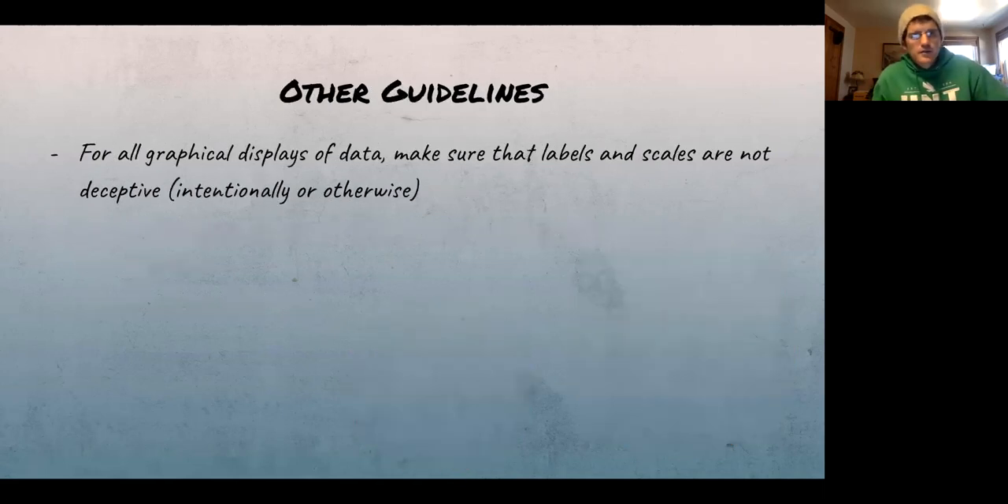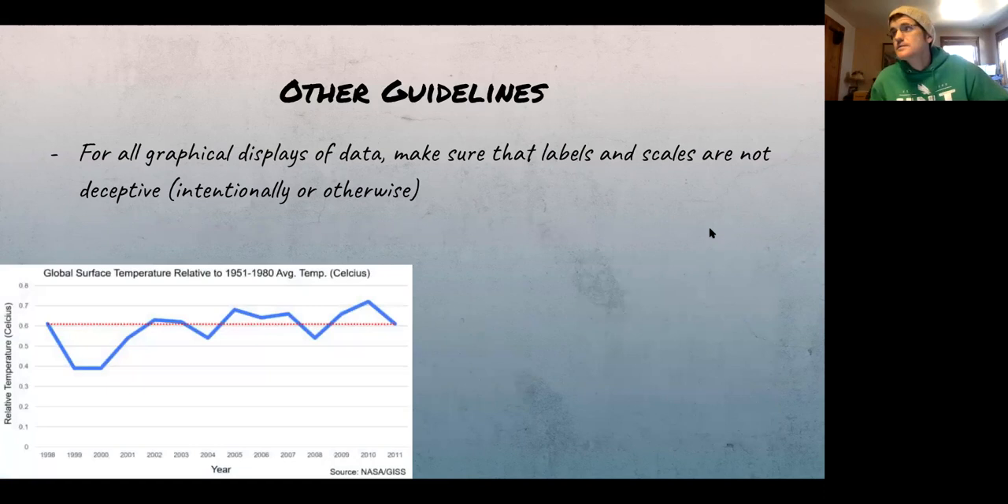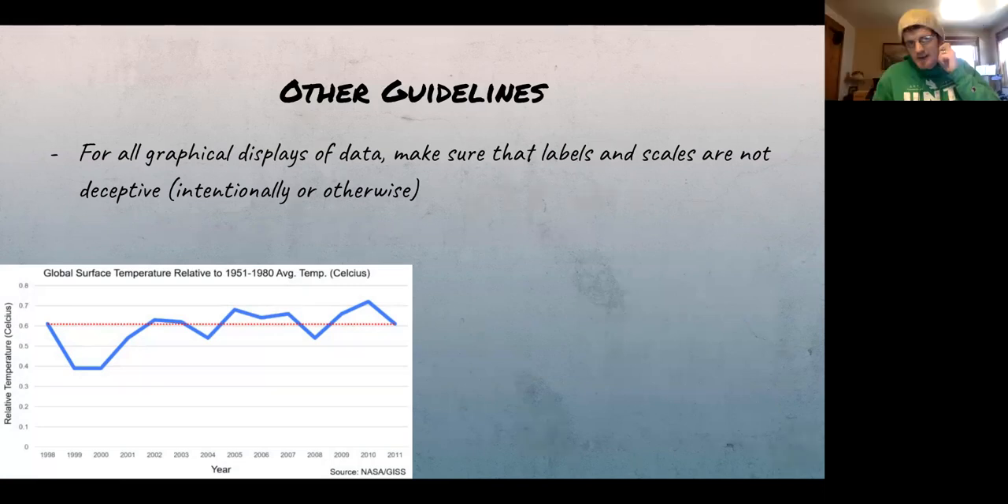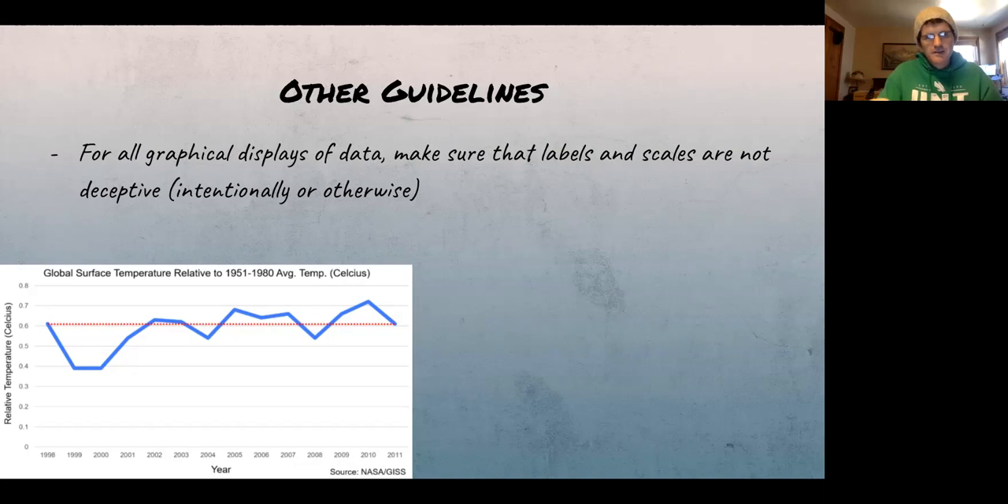For all graphical displays of data, make sure the labels and the scales are not deceptive. So here, let's look at this. What is the story of this chart? Lots of ups and downs. What's the overall trend of temperature from 1951 to 1980? It's staying the same, or it goes up. Perfect. It goes up, it goes down, but it stays about the same.